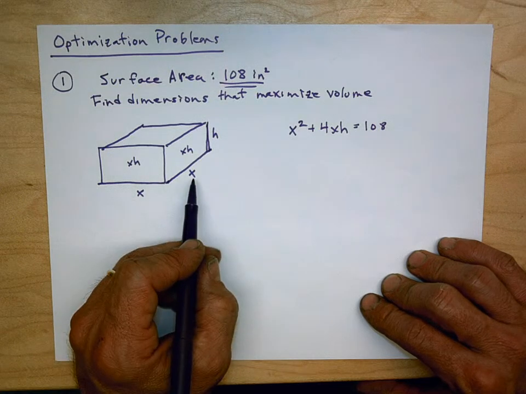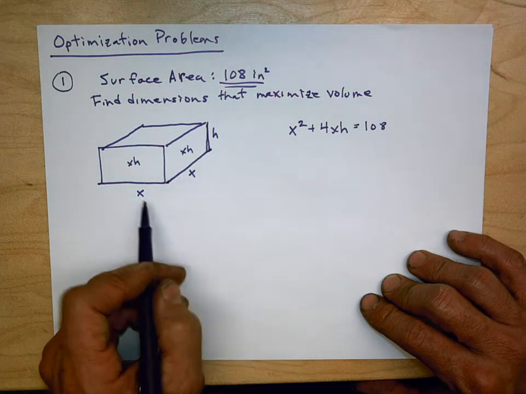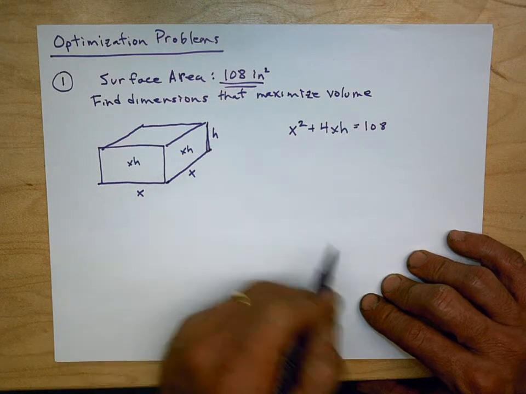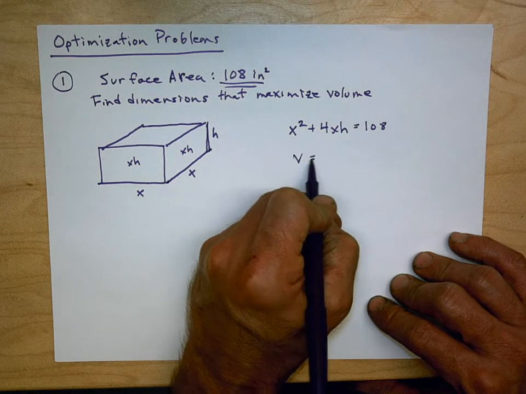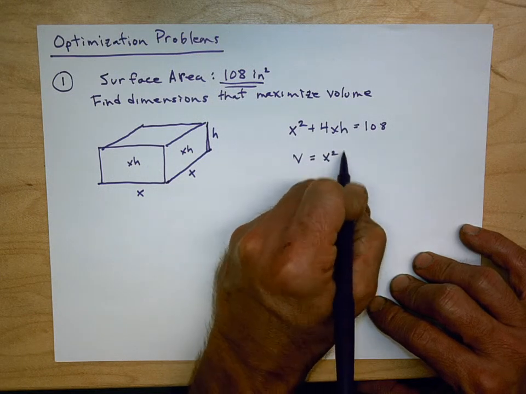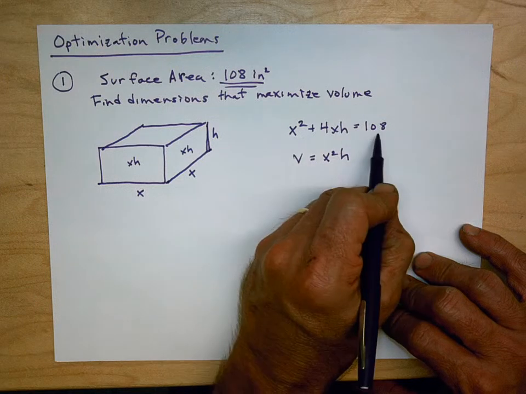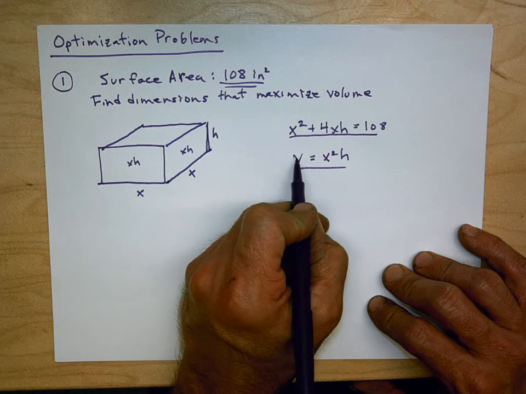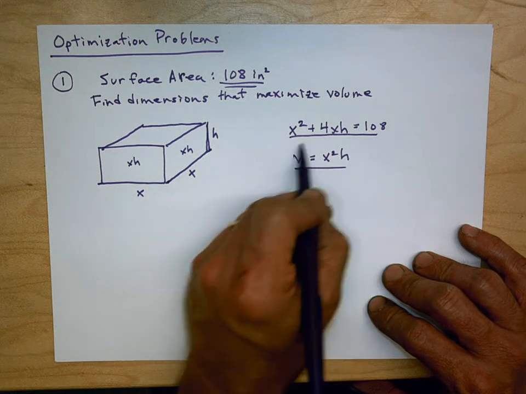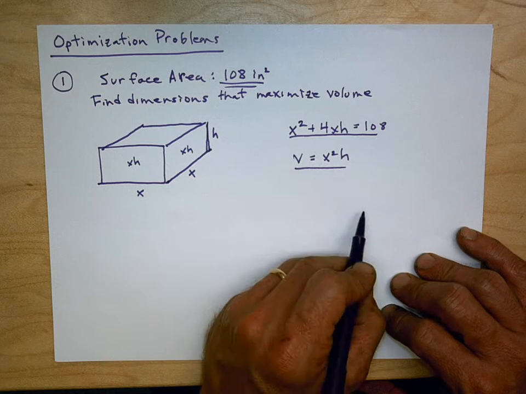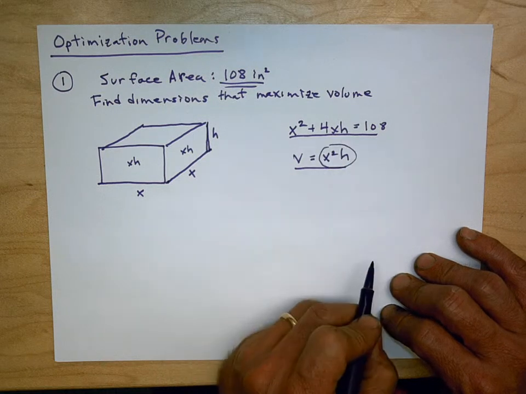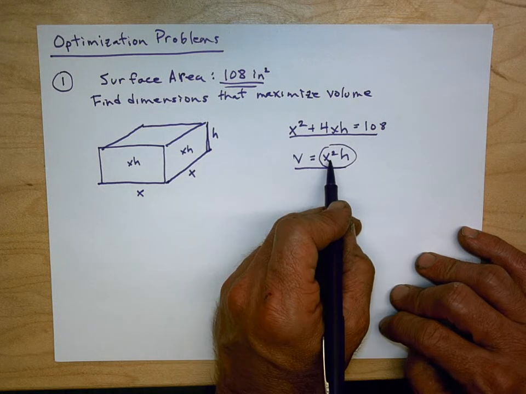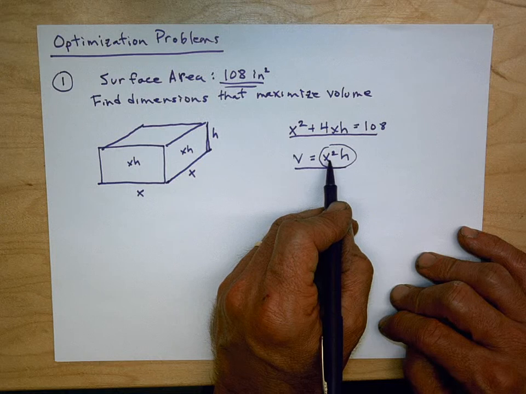Now, in terms of the volume, it's going to be the length times width times height, so the volume is going to be x squared times h. So this is what we know, and this is what we want to maximize. Ultimately, we're going to want to take the derivative here and then find the maximum of this function. The issue is that we have two different variables right now, x and h. So what we'd like to do is write volume as a function of h only or of x only.